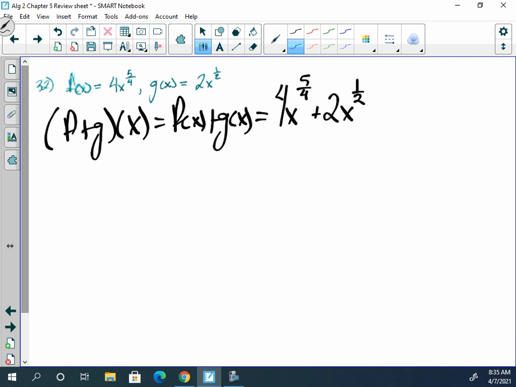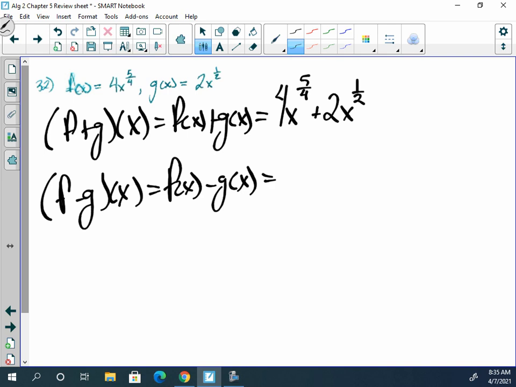Are these variables the same? Are these like terms? Can I combine them? So am I done? Because that's all it asked for. Now, f minus g of x is the same as f of x minus g of x. Now, f of x is still 4x to the 5/4 minus 2x to the 1/2. So can we combine these like terms? Well, there's not like terms to combine, so we can't combine anything. So at this point, we're done.